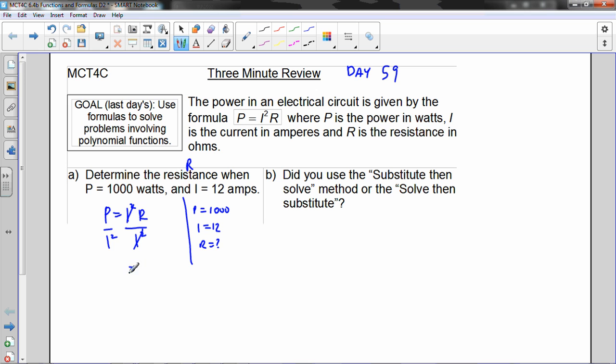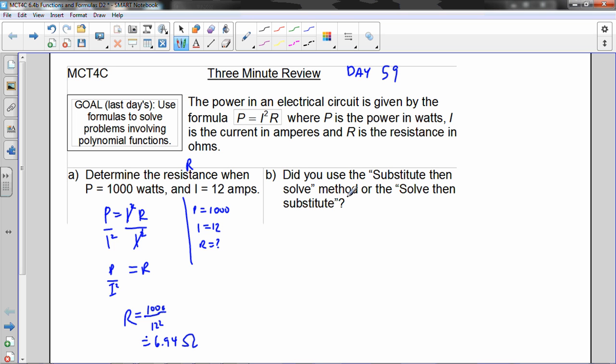That gives me a new formula, R equals P over I squared, and then I can substitute into that, right? R is 1,000 divided by 12 squared. And I get about 6.94. What's the units? Ohms. Ohms is this little symbol, right? There. That's the resistance.